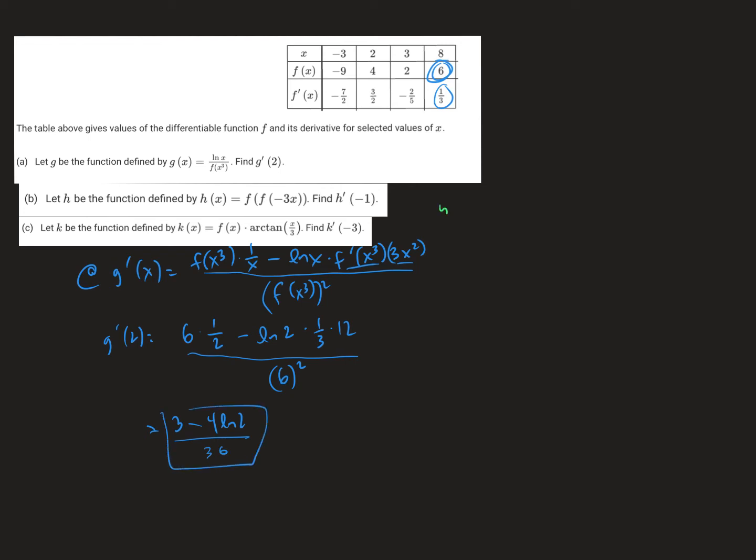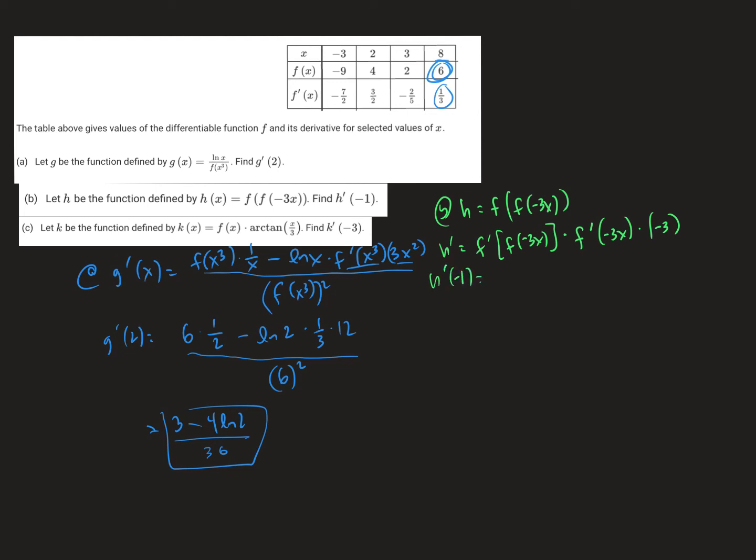Part B. Give it a different function, ask to find the derivative and plug in -1. So this time the function is f of -3x. So chain rule, outside function would be f prime, inside function, leave it alone. Multiply by the derivative of what's inside. Again, another function inside, so multiply that by the derivative of what's inside. And now I don't have anything left inside.